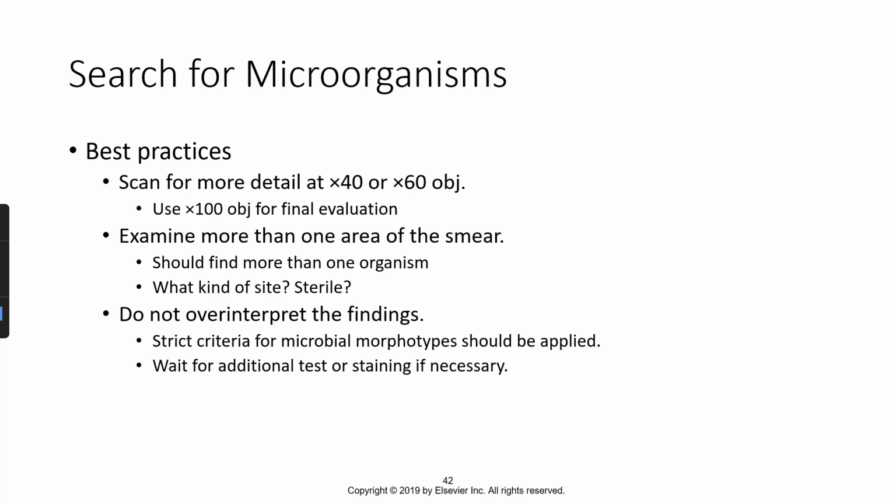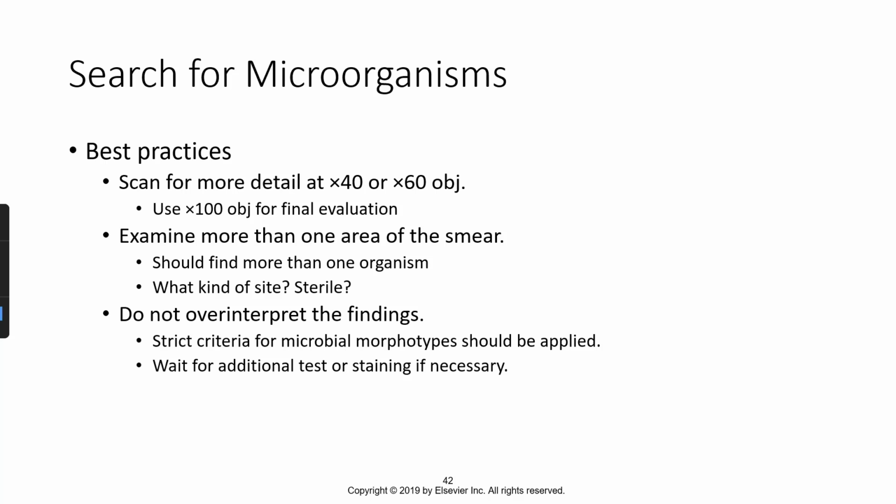So, searching for microorganisms. When you look at it under low objective, first you want to determine what's the background, what's in the background. Is the background similar throughout, or are there differences? Then you want to determine, where are the microorganisms? Are the microorganisms in one spot? Are they all throughout? Are there a lot of them? Not so many of them? So when you start to look for the actual microorganisms, you want to scan for more detail at 40x or 60x objective. And you can use that 100x objective for a final evaluation.